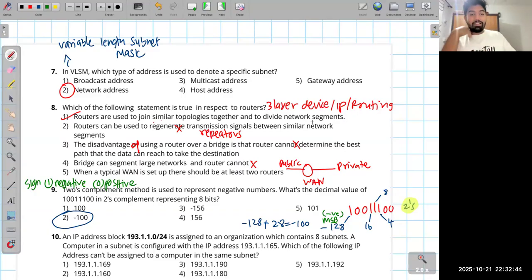Okay, so make a villa. You have the sign to show whether it is positive or negative.